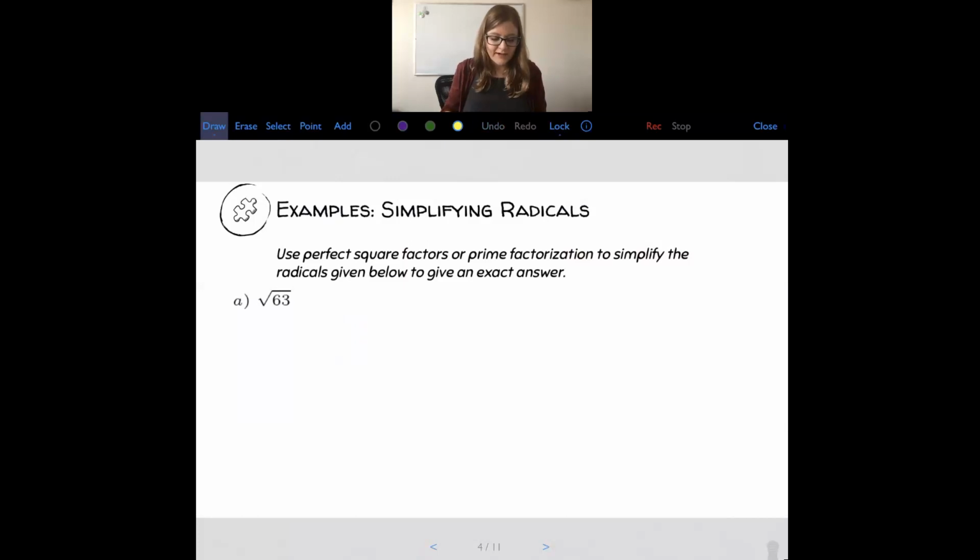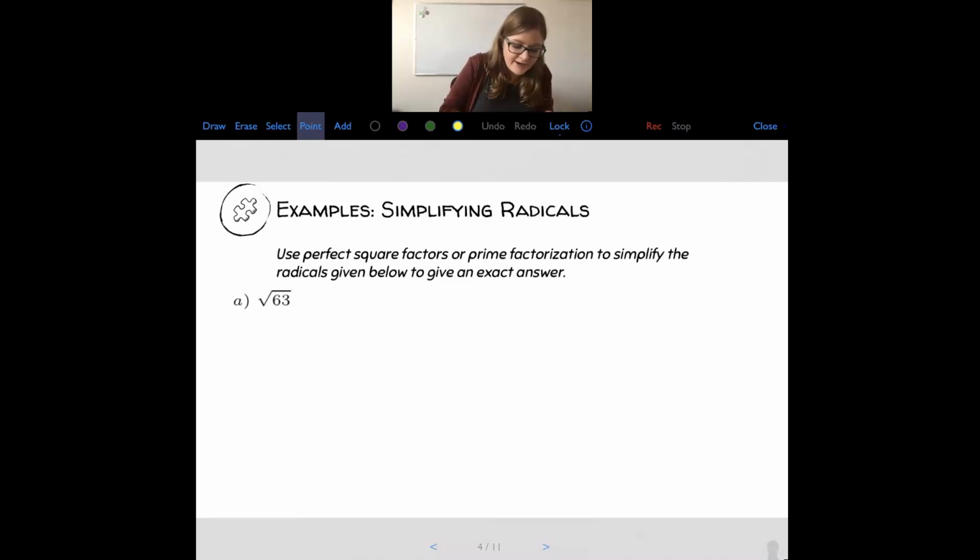So example, simplifying radicals. Use perfect square factors or prime factorization to simplify the radicals given below to give an exact answer. When it says to give an exact answer, it means that our answer is going to be written with radicals, which again is this symbol here. Okay, so I'm going to go over a couple different ways to do these problems. I'm going to talk first about using perfect square factors, and then on the next slide we'll do this problem as well with prime factorization.